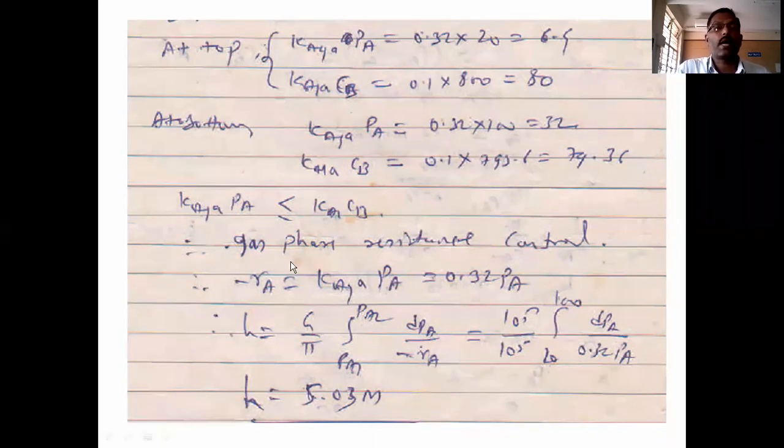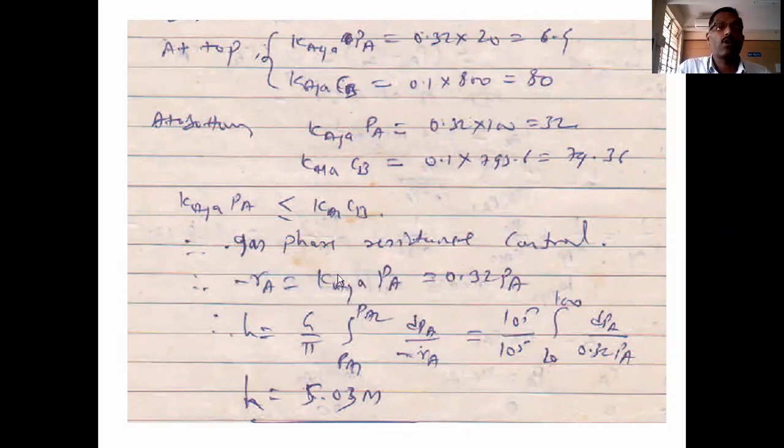So what is the rate of reaction for the gas film resistance control for an instantaneous or fast reaction? Minus Ra is equal to kG into Pa. Simple equation. kG is 0.32 into Pa. The partial pressure varies from top to bottom of the column. So the rate of reaction, minus Ra, is equal to 0.32 into Pa. We use this rate equation here.